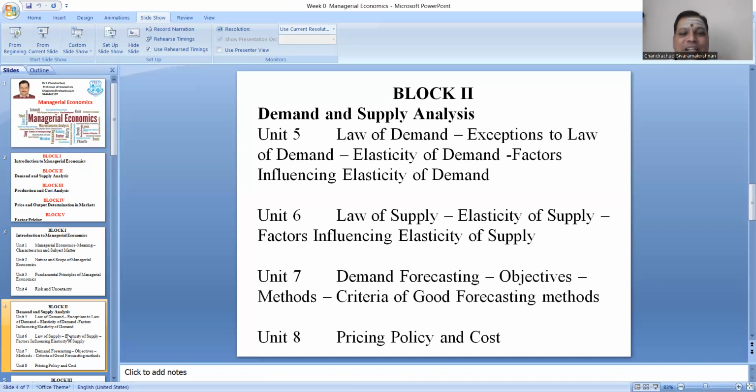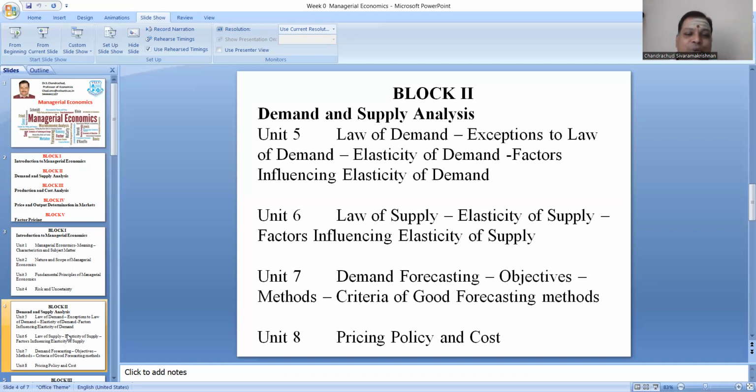In Unit 7, we are going to discuss how to calculate the sales in the future period. For that, we have to study demand forecasting. Under demand forecasting, what are the short-term objectives, the long-term objectives, and the different methods like survey methods and statistical methods, and the prerequisite to conduct a good forecasting method. So criteria for a good forecasting method will be analyzed in that particular unit.